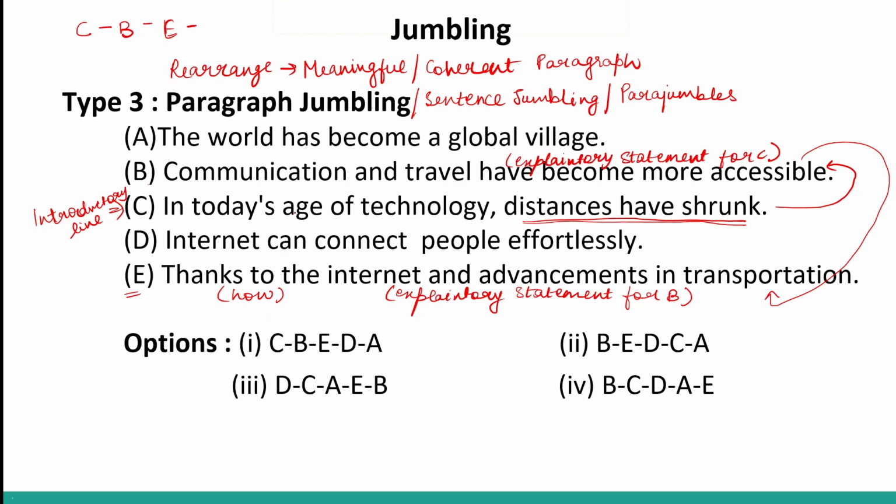Now, the internet can connect people effortlessly, and the world has become a global village. These two are remaining, D and A. I can see that "the world has become a global village" is not related to any of these four sentences. It is sort of like a summary or concluding statement. Correct? The world has become a global village. So this is a concluding statement. So I can say this will be last.